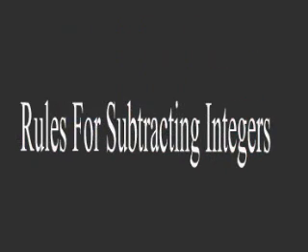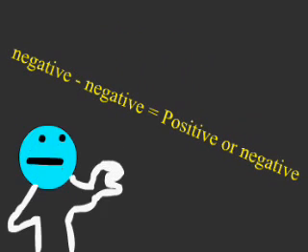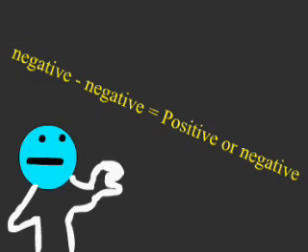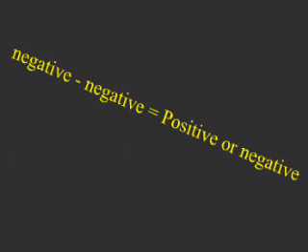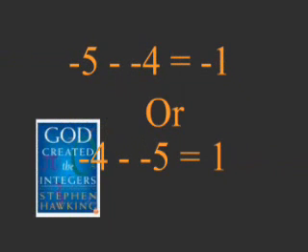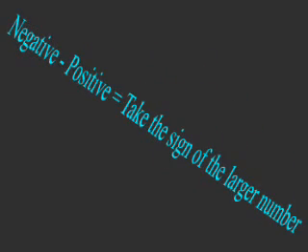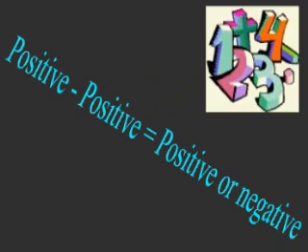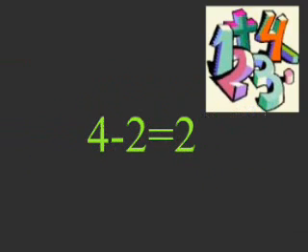Rules for subtracting integers. A negative integer minus a negative integer can be either a negative or positive integer, depending on whether or not the first integer is larger than the second integer. For example, -5 minus -4 equals -1, and -4 minus -5 equals +1. When subtracting negative and positive integers, take the sign of the larger number and add them. A positive minus a positive can be either a positive or a negative, depending on how large the second number is. For example, +4 minus +2 equals +2.